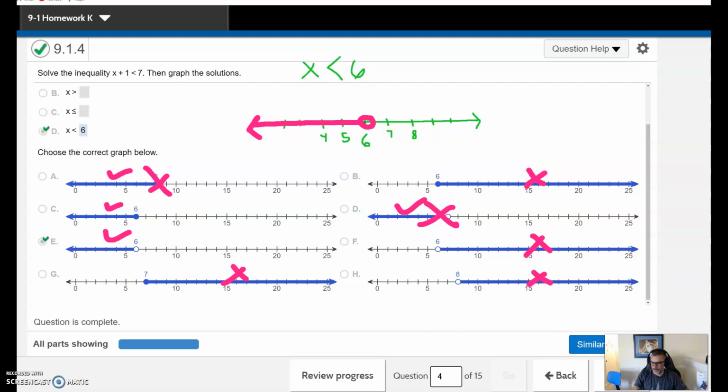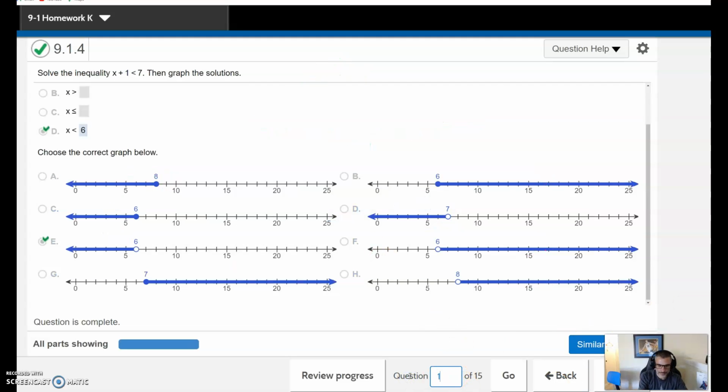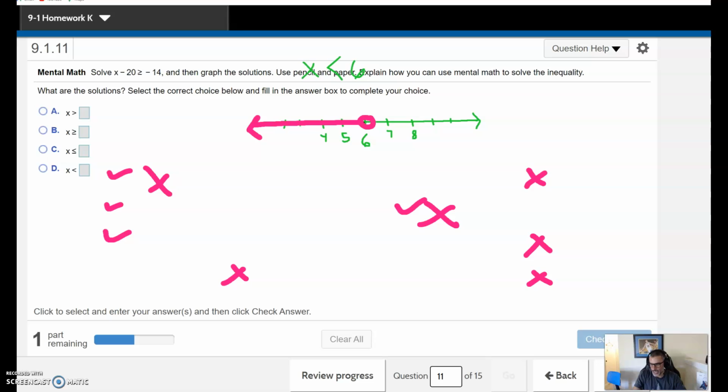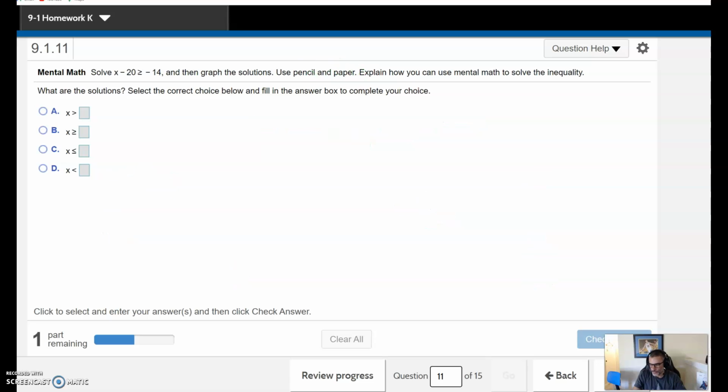Let's try another one. Let's take a look at number 11. I have x minus 20 is greater than or equal to negative 14. So right away that tells me I'm going to have a closed circle, right? Whatever I get for my answer is going to be part of the solution. So I'm going to have a closed circle.